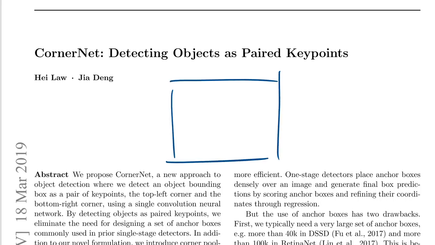Let's say this is an image and here's a chair. The way you detect the chair for this paper is going to be you detect the bottom right and the top left corners of the bounding box. So rather than detecting the middle and then specifying height and width, like we saw in the Facebook DETR paper, you detect the two corners.